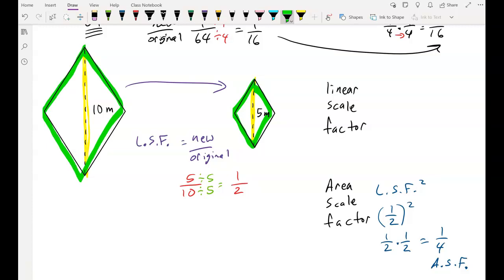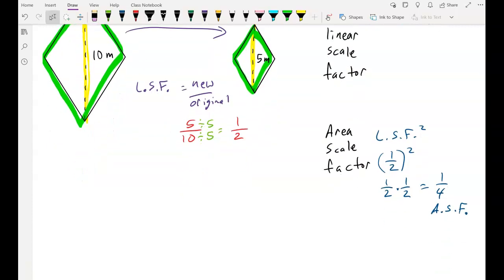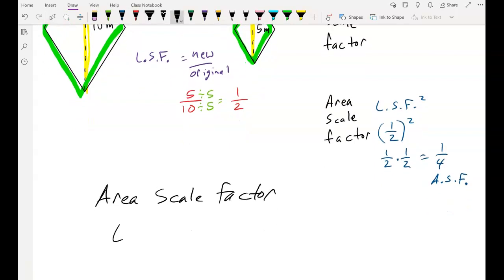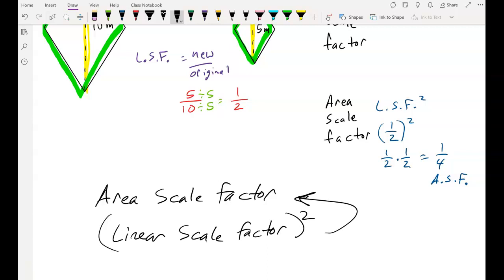So if you want to find the area scale factor, you take the linear scale factor and square that, and then you'll find the area scale factor.